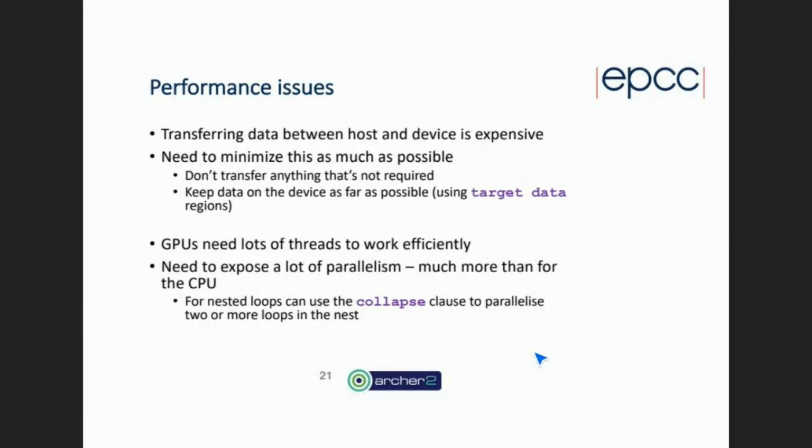Also, GPUs need a lot of threads to work efficiently. So for your CPU, you need a few threads or a few tens of threads. Your GPU, you need to be able to expose hundreds or maybe even thousands of threads worth. So you need to expose a lot of parallelism. Particularly, for example, for nested loops, using the collapse clause to parallelize two or more loops is a really useful concept on GPUs.